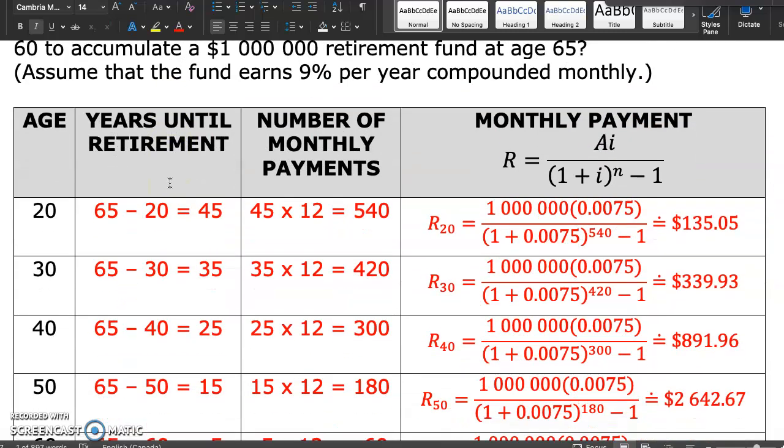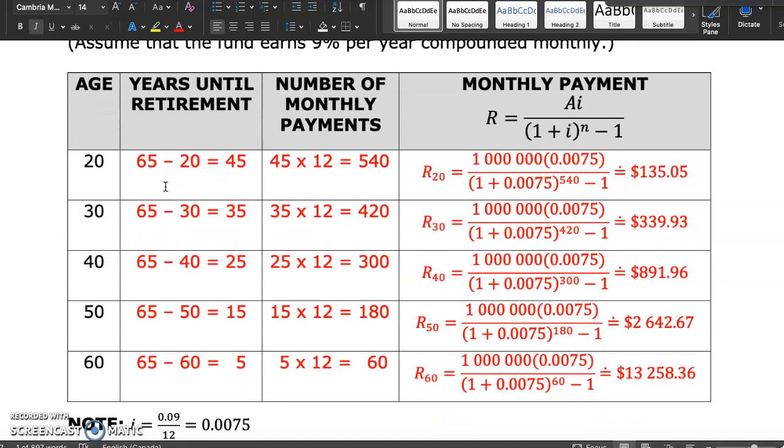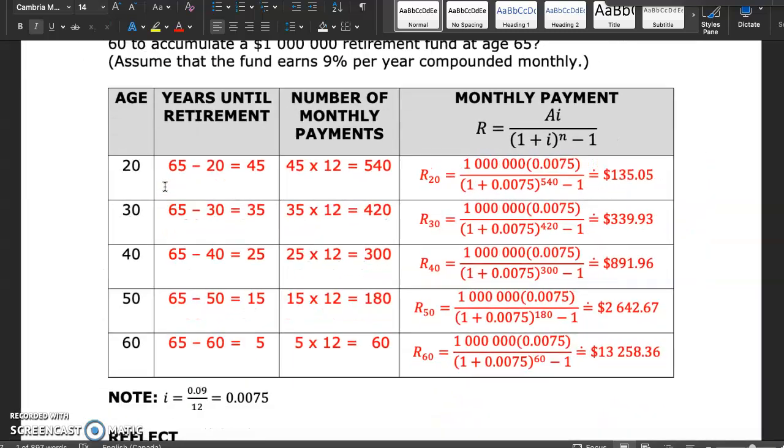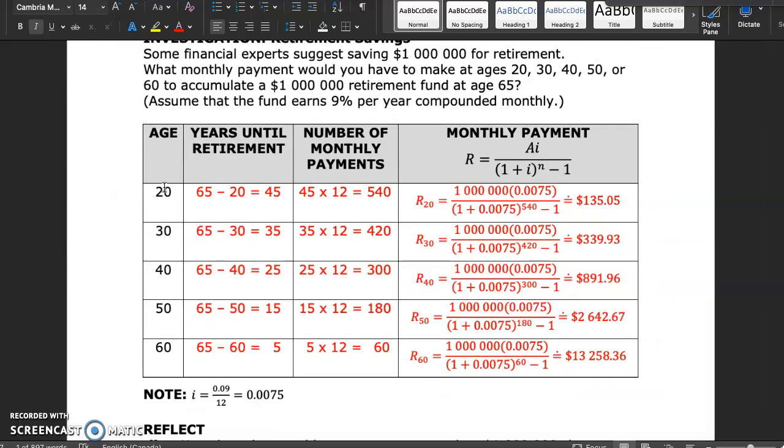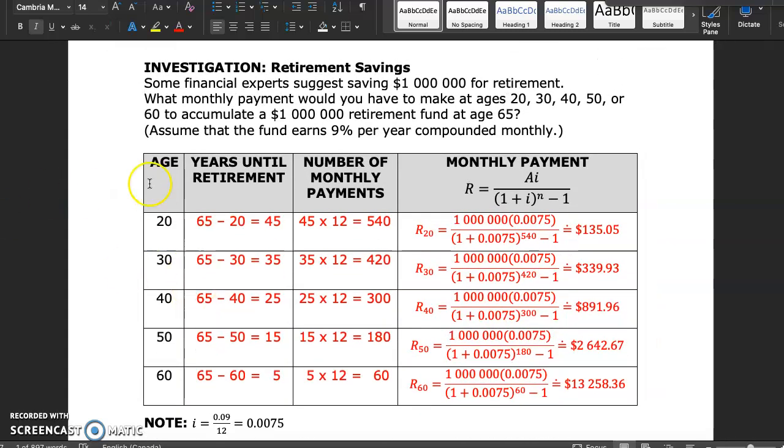All right, so looking at this here, at each age, we want to know how many years there are until they retire at age 65. So you could do 65 minus their current age, and that's the difference, or the number of years until retiring. So at the beginning, at age 20, there's 45 years until retirement. At age 60, there's only 5 more years until you retire.